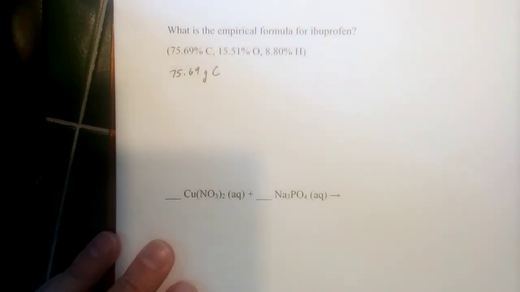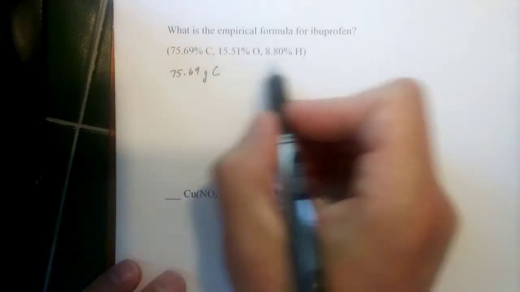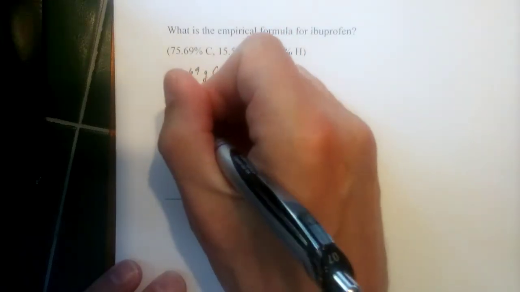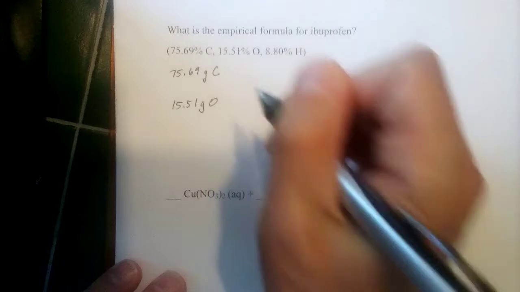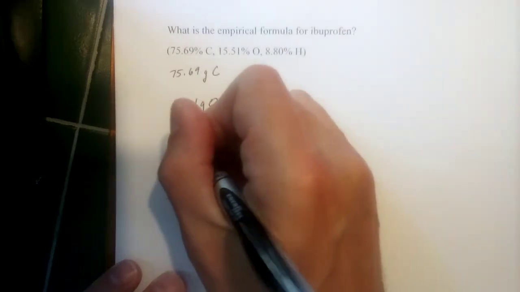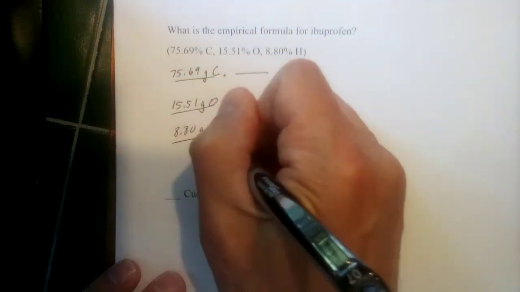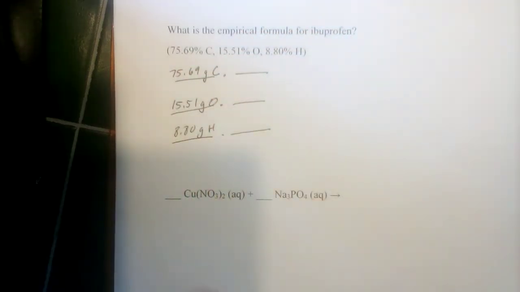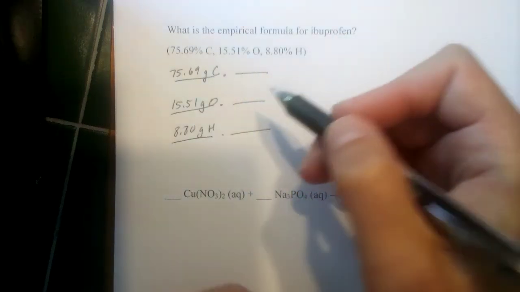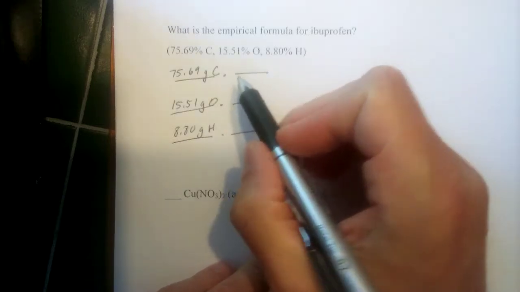So 75.69 grams of carbon would be how much carbon would be in a 100-gram sample, 15.51 grams of oxygen, and 8.80 grams of hydrogen. And I want to convert each of these to moles. So empirical formula is the mole-to-mole ratio of the pieces that make up a molecular formula, right? Or you could think of it as atom-to-atom ratio, but we don't need to get Avogadro's number involved since the ratio of moles will be the same as the ratio of atoms.